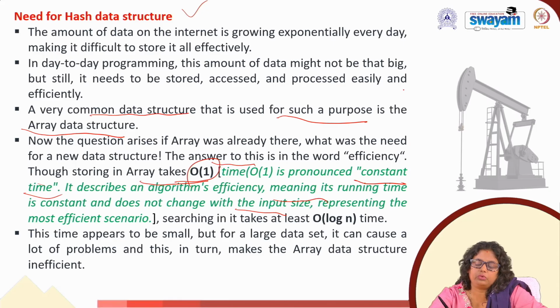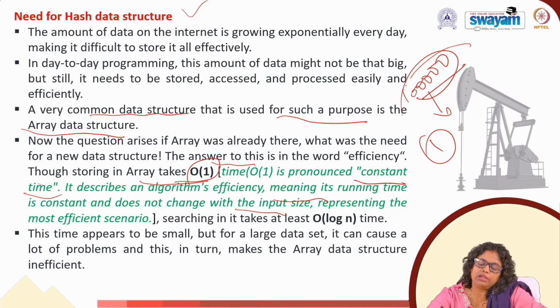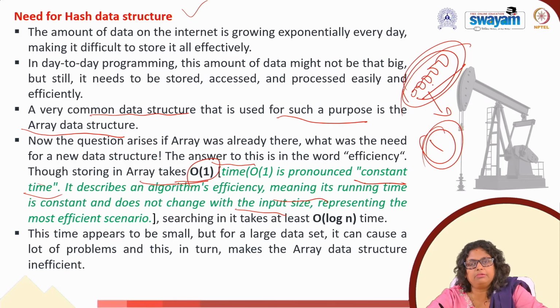If I have to store 1 lakh and I have to store 1, these two storing operations will take constant time, so the time is not changed based on the input size. That's what we call constant time. Okay, so this time appears to be small, but for a large data set it can cause a lot of problems, and this in turn makes the array data structure insufficient.